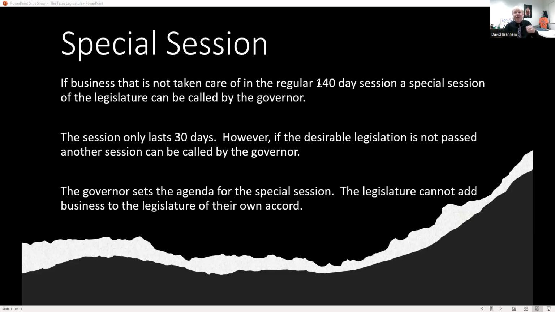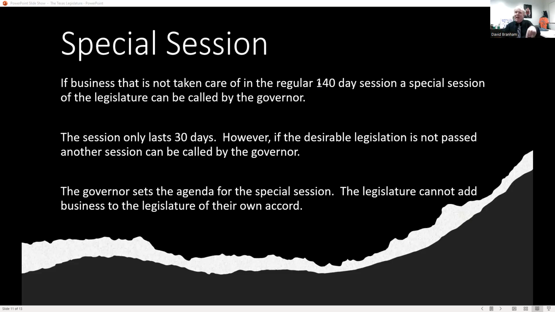So whereas special sessions used to only have one item on the session, it's not unusual. Abbott would put 30 items on a special session, doesn't even hesitate. Knowing, how do you pass 30 bills in 30 days? It's impossible. But things get done. And he'll even add things on later after the session starts and say, okay, we're going to add this on.